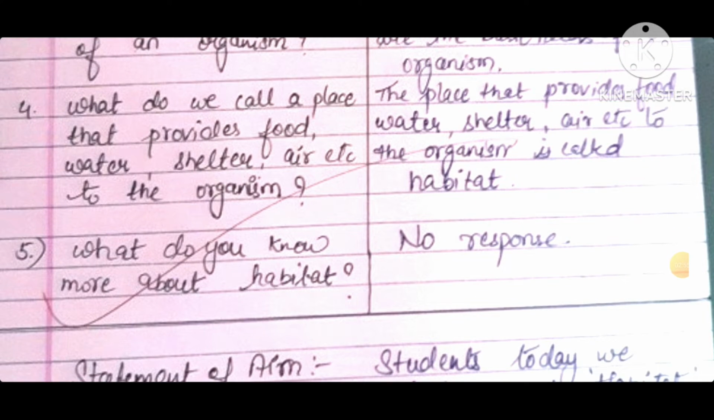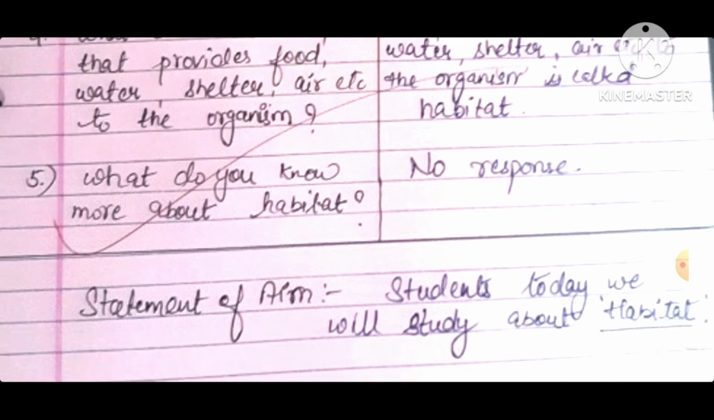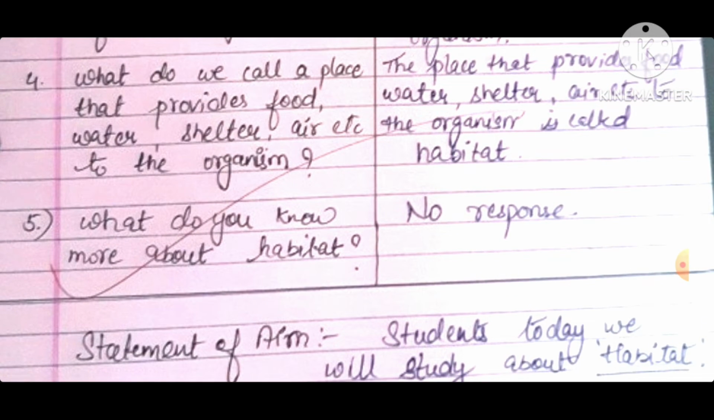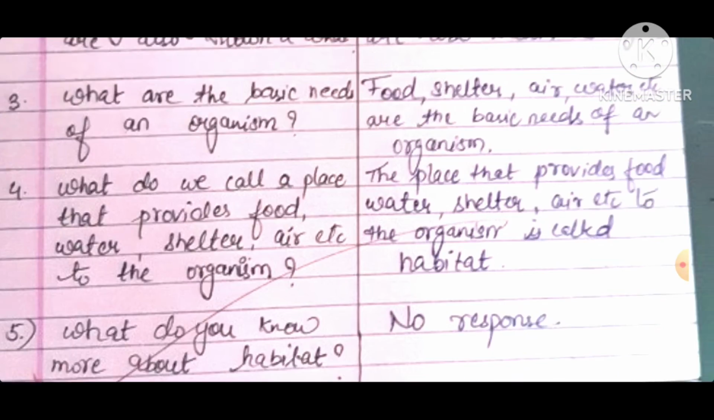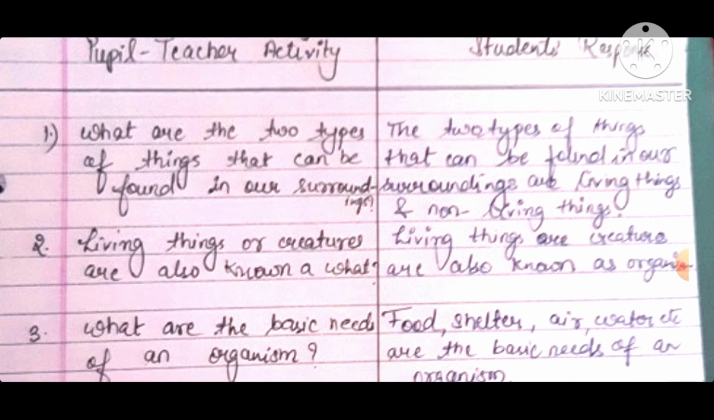Fourth question is, what do we call a place that provides food, water, shelter, air, etc. to the organism? The place that provides food, water, shelter, air, etc. to the organism is called habitat. Fifth question is, what do you know more about habitat? No response.